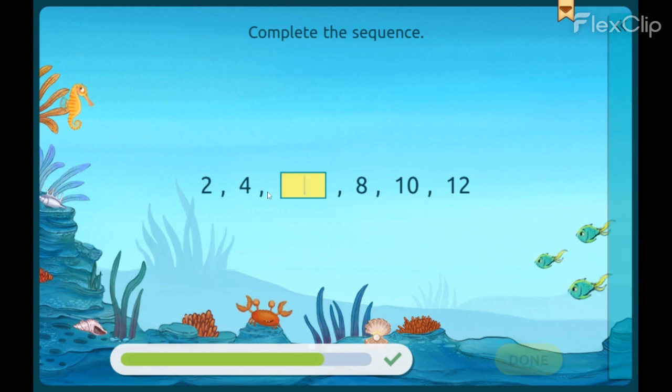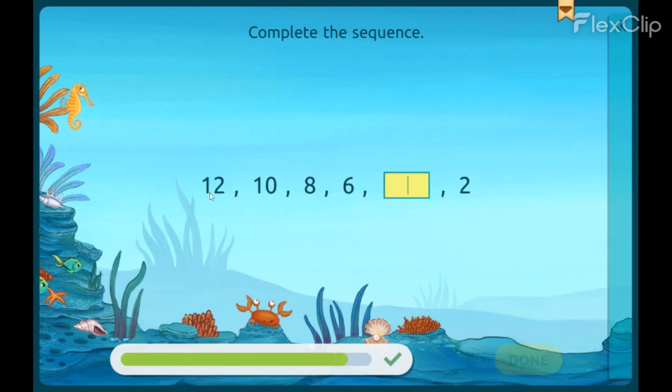2, 4, question mark, 8, 10, 12. Right. We are adding. And the number that we are adding is 2. 4 became 6. Now 12, 10, 8, and 6. We see here that the numbers are getting smaller. We are not using addition anymore, but we are using subtraction.